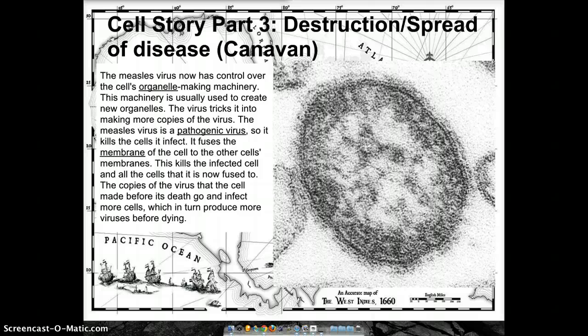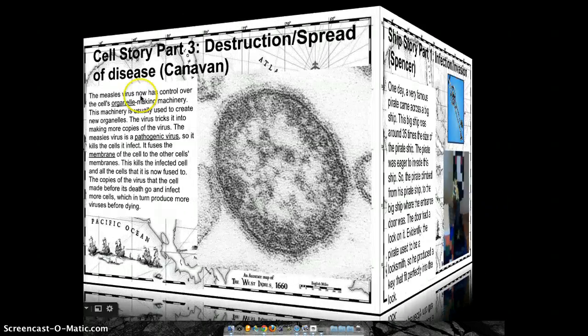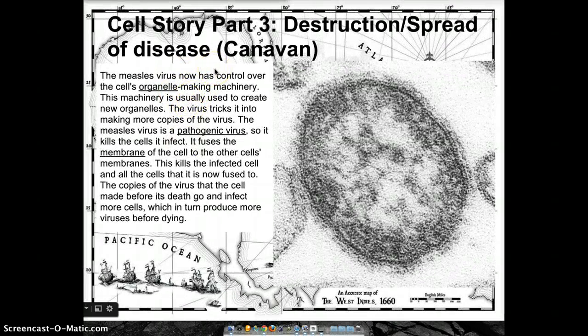This part is the destruction and spread of the disease. Now that the virus has control over the cell's organelle-making machinery, it tricks it into making more copies of the virus. Since the measles virus is a pathogen, it kills infected cells. It does this by fusing the membrane of the cells to other cells' membranes. This kills the infected cells and all the cells it is now fused to. But the copies of the virus can go and infect other cells.